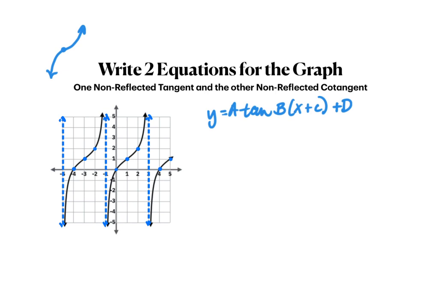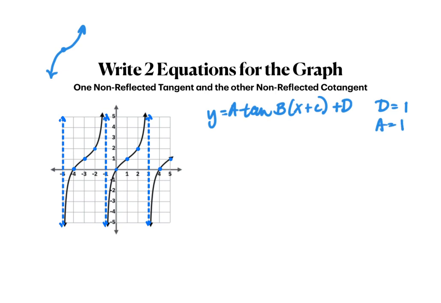And we're just going to identify what A, B, C, and D are. Now D is how much this has shifted up. And can you see it has shifted up 1. So my D value there is 1. How far up I go here and down I go there is my A value. So A is also 1.